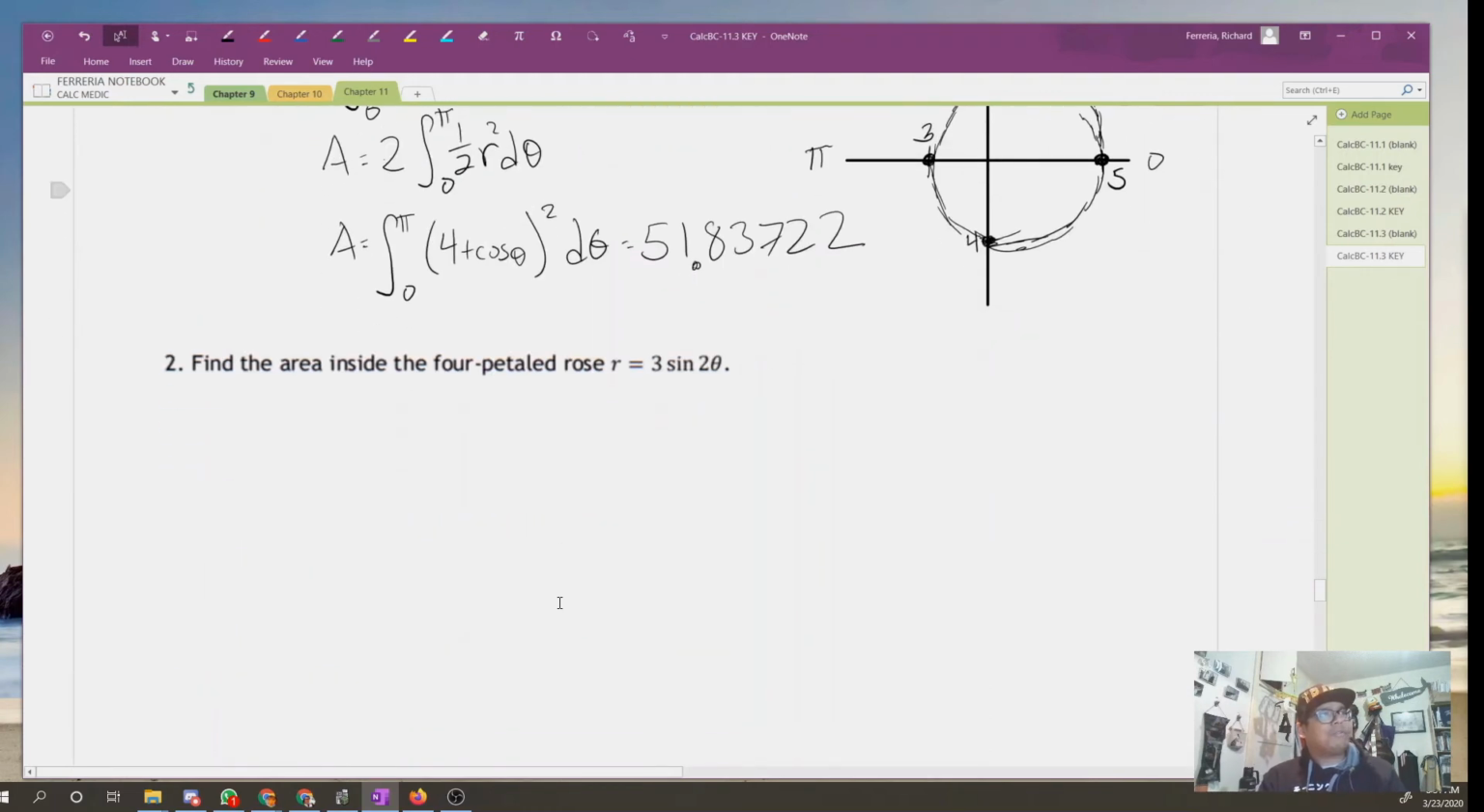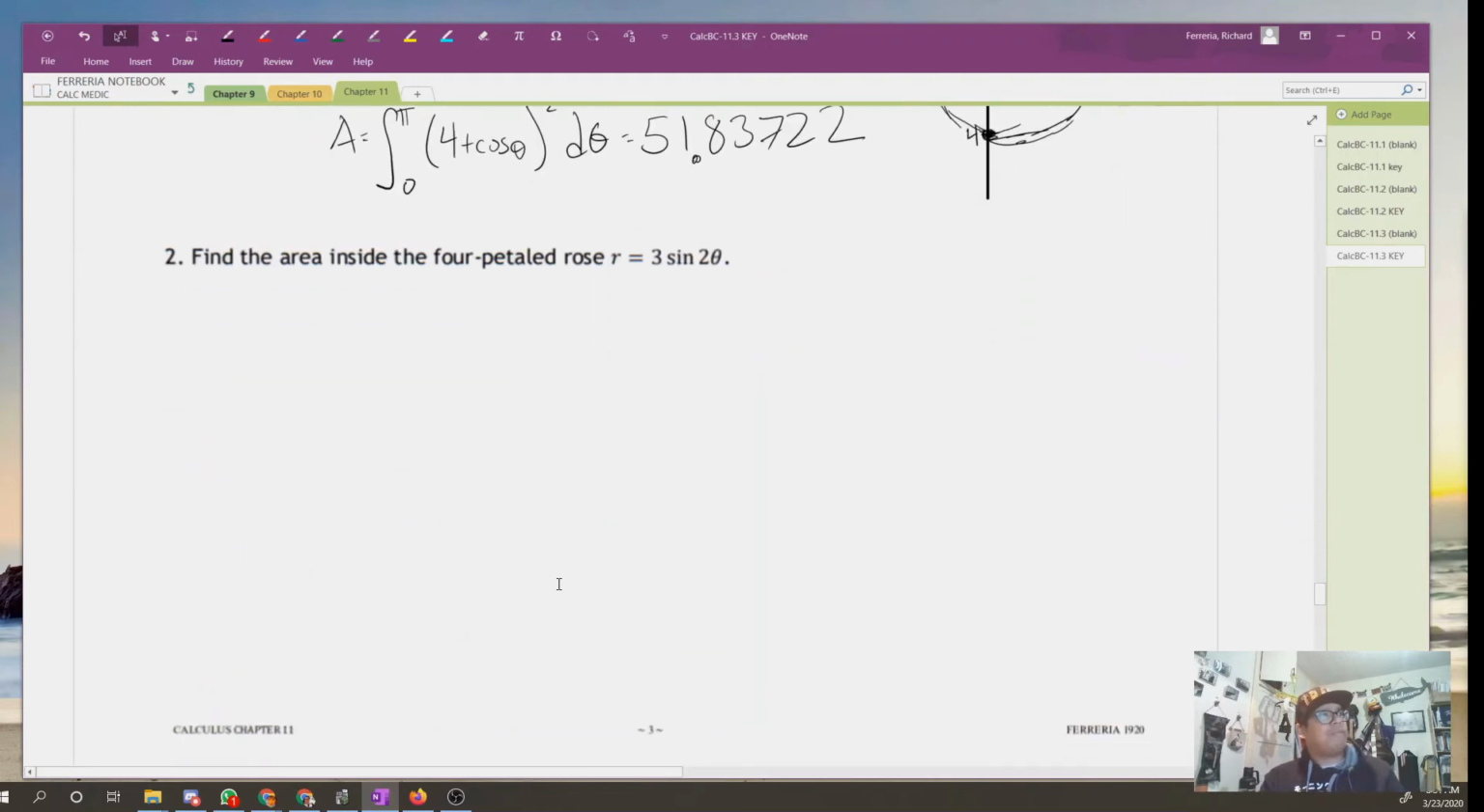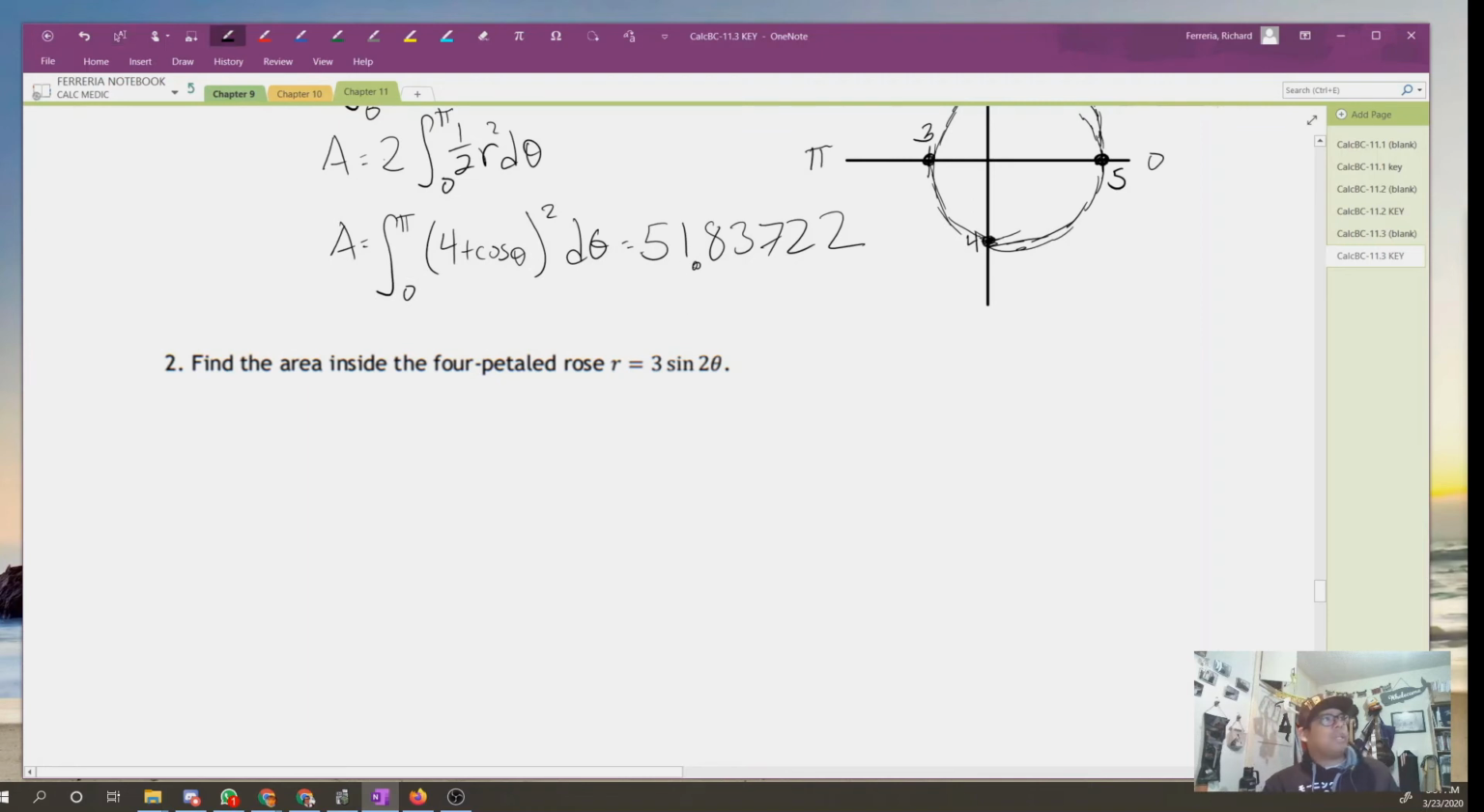Things get a little different if we try to do a 4-petaled rose here. Let's graph that real quick. Okay, so it needs to be symmetric around the y-axis. There needs to be 4 petals. The first petal, possibly more petals, need to be in the first quadrant. So what I think we're going to see is basically a cloverleaf.